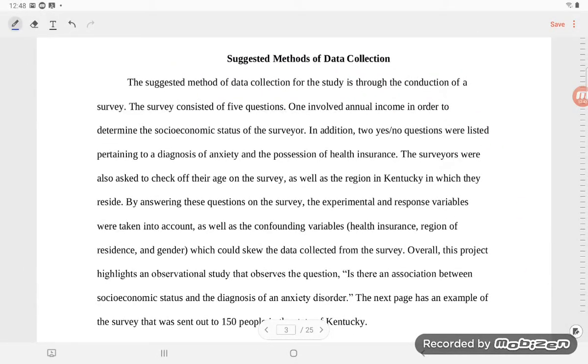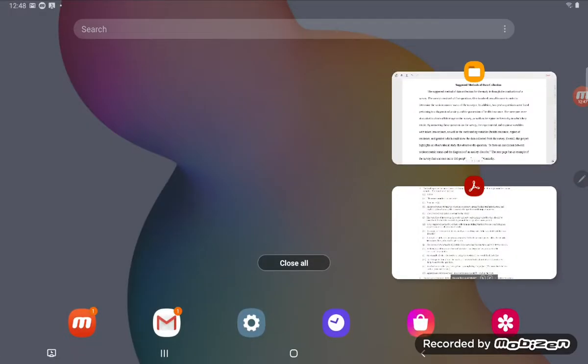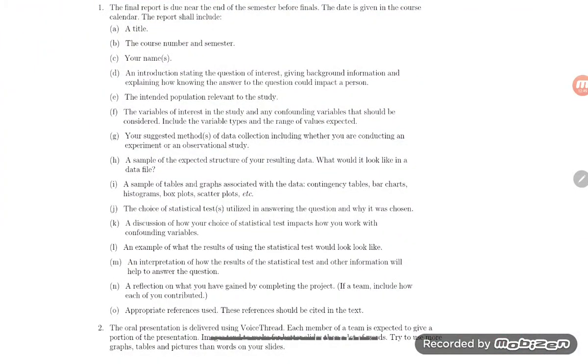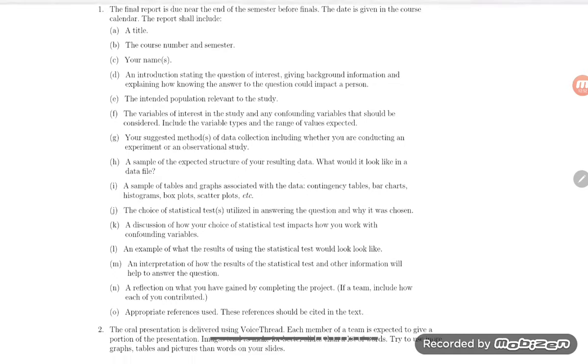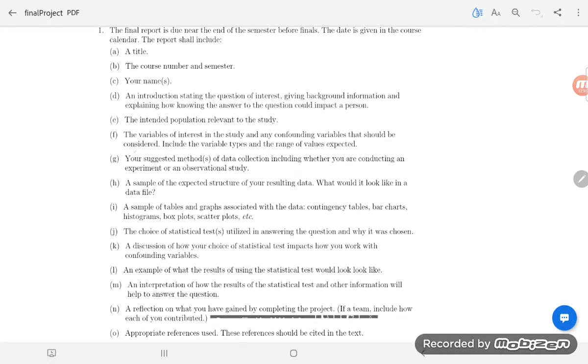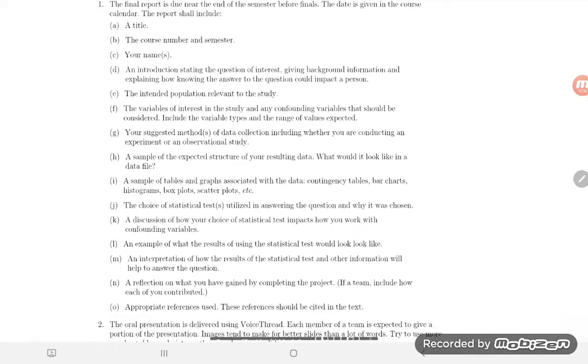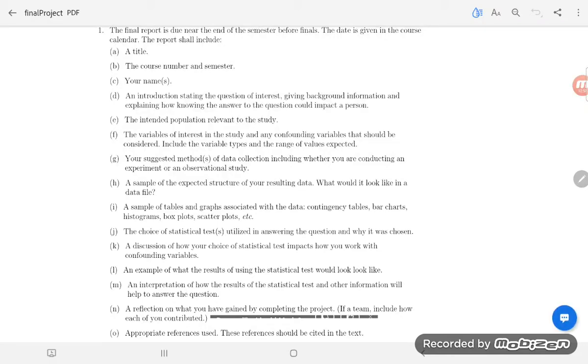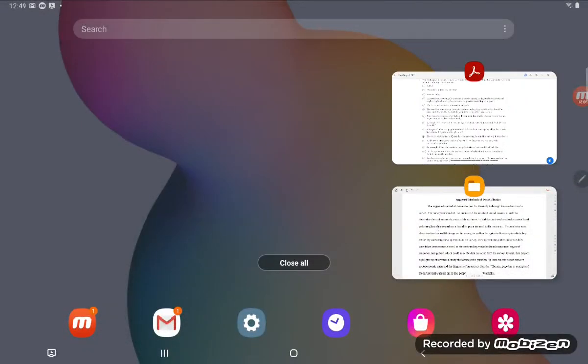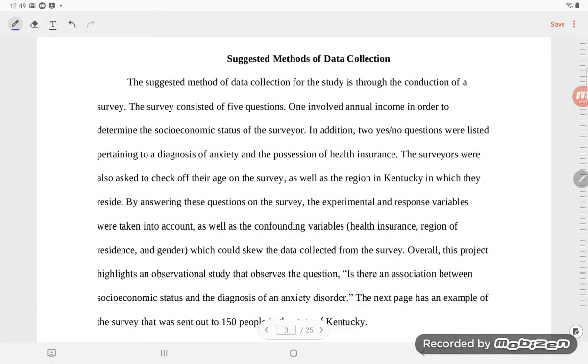So that gets down to the variables. And so that was variables. That was F. Let's see, variables of interest. And then G, suggested methods of data collection. And then a sample of the expected structure of that data collection. And so here they put it right out there. Here's that section.